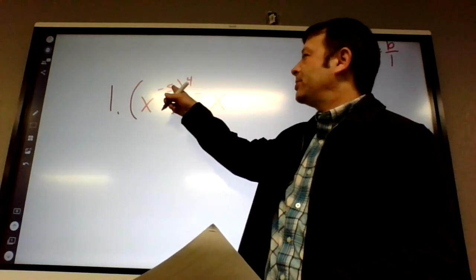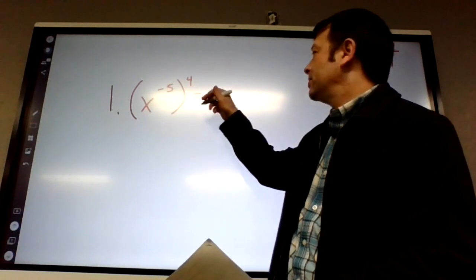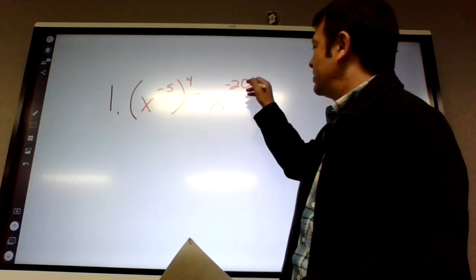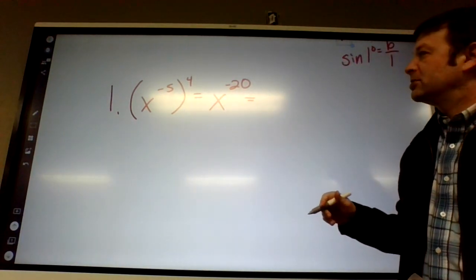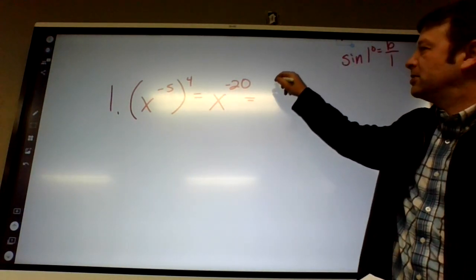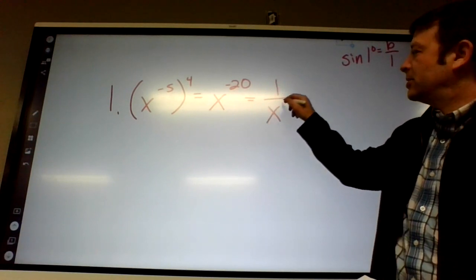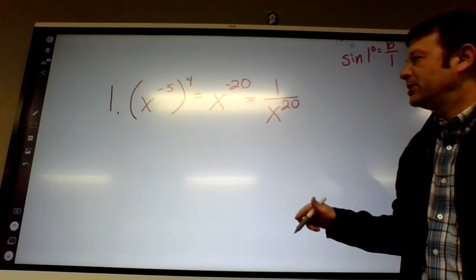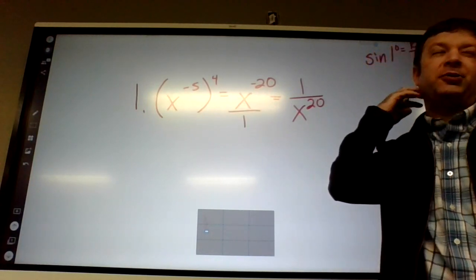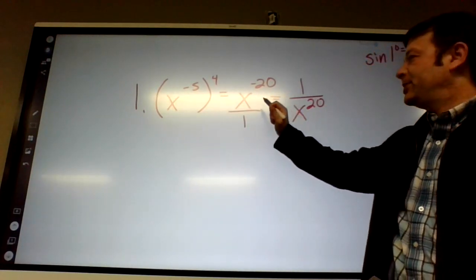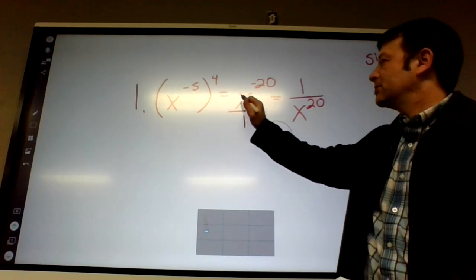What do we do with the exponents in this case? Multiply. Negative 20. And if we are not supposed to leave a negative exponent? 1 over x to the 20. Right now, x to the negative 20 is like x to the negative 20 over 1. It's like in the numerator. So when we flip it, it goes to the denominator.